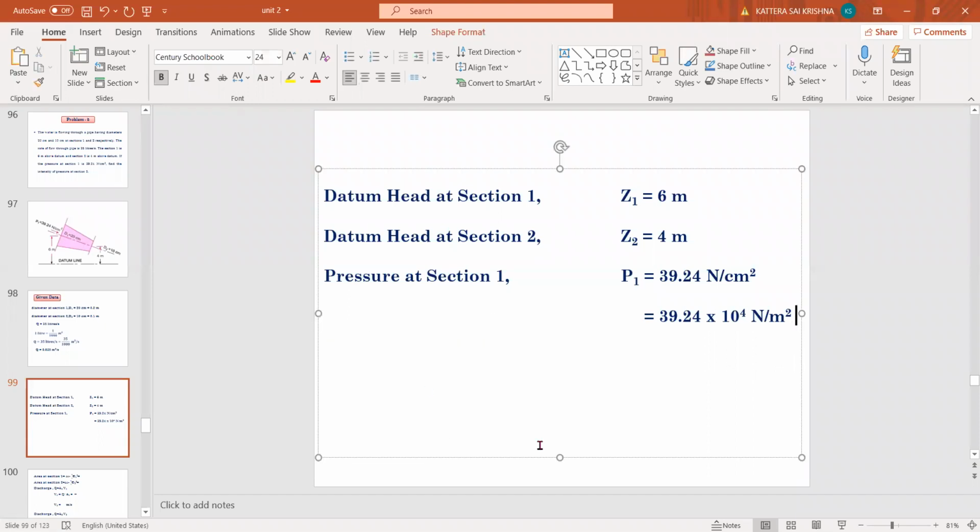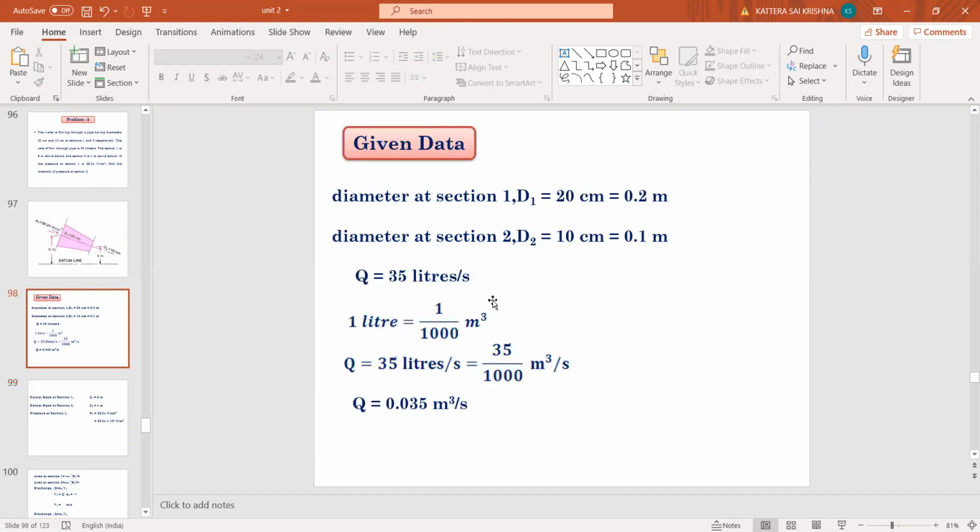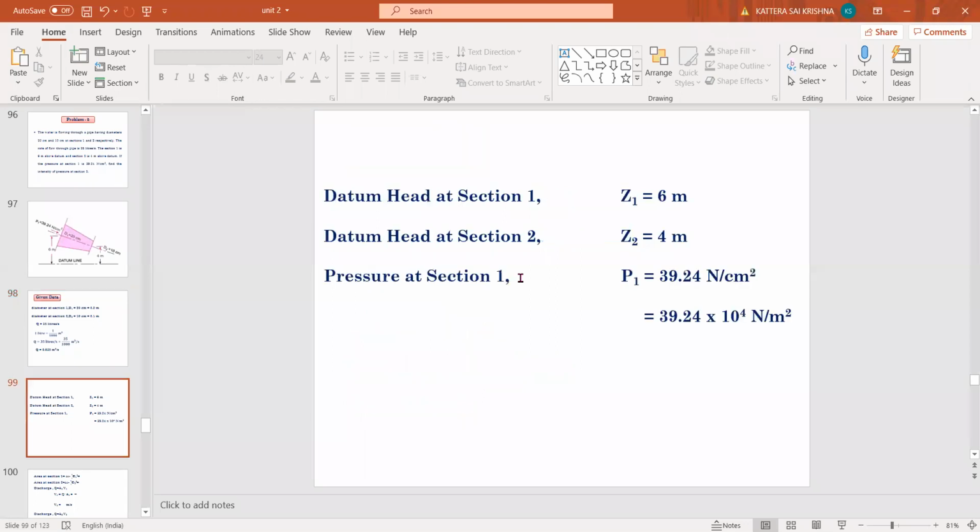Okay, P2 we need to find. So P1 is given, Z1, Z2 is given. Do we have velocities here? The velocities are not given. That's why he has given the discharge value. So first we need to find areas. If you get areas A1 and A2, by using discharge you can find V1 and V2. So Q is equal to A1 V1 to get V1, and Q is equal to A2 V2 to get V2.